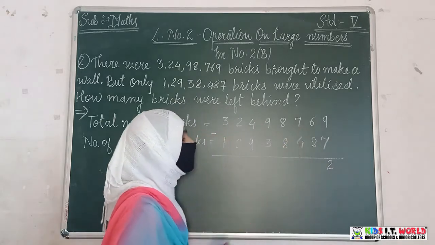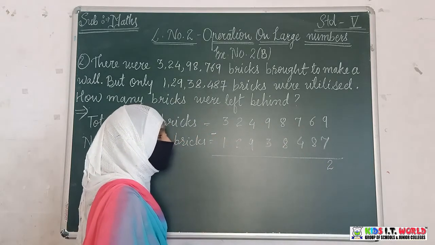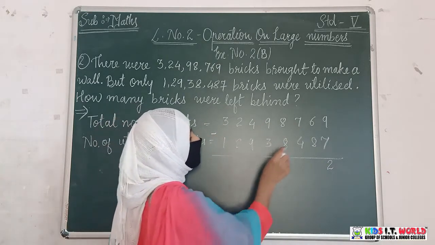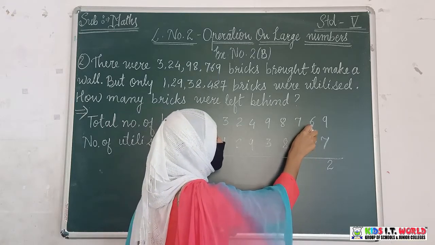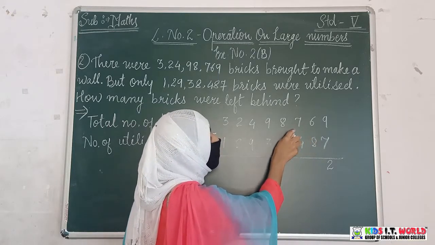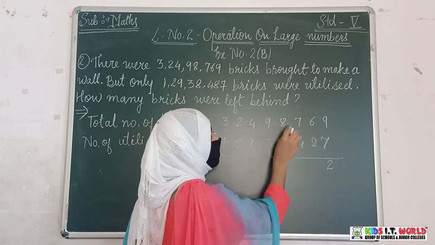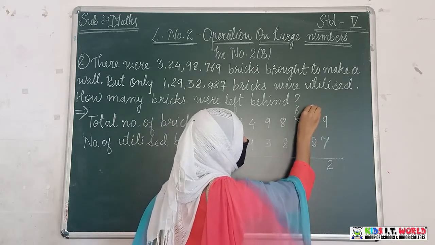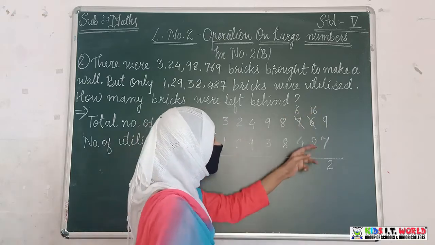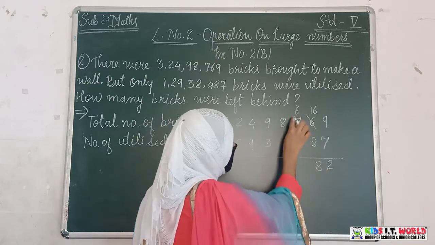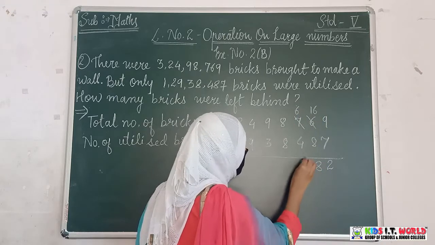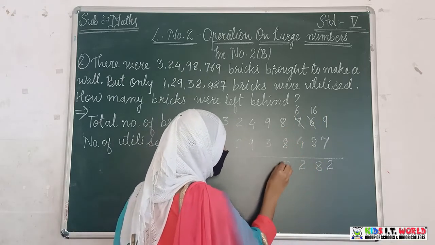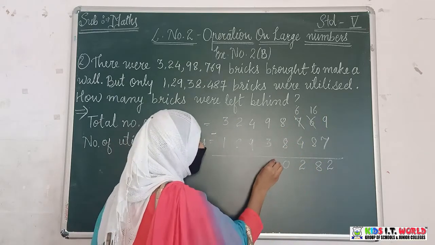Now 6 minus 8, is it possible to subtract 8 from the 6? No, because here 8 is greater than 6. So to complete this subtraction, we have to borrow from another number. So we will take 1 from here. So it will be 6 and it will get 16. 16 minus 8, it is 8. 6 minus 4, 2. 8 minus 8, 0. 9 minus 3, it is 6.